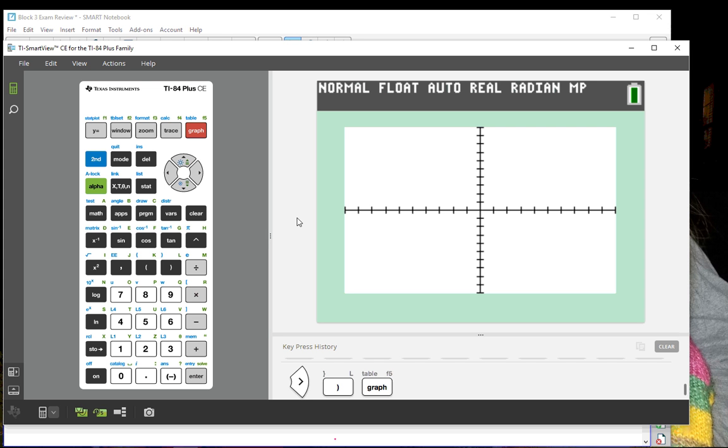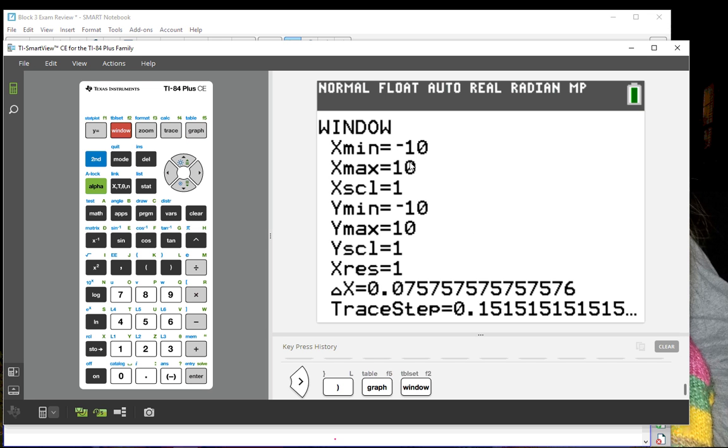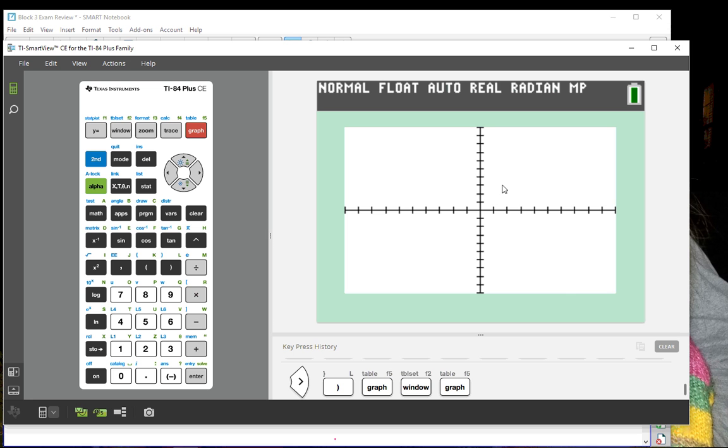No graph pops up. What's wrong? You sure? There's no graph on the thing. Why is it not showing up though? What's my window? I'm only going to 10. Well, what's my Y start at? 40,000. Right? So what's going to happen is you're not going to see a graph, but watch this.